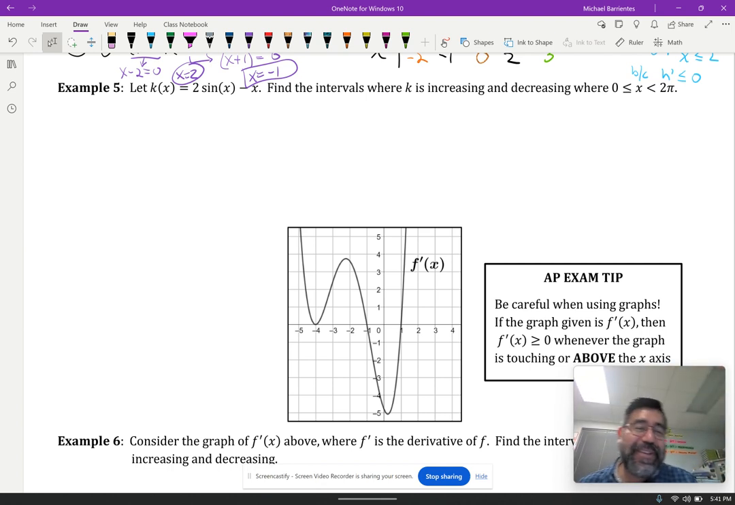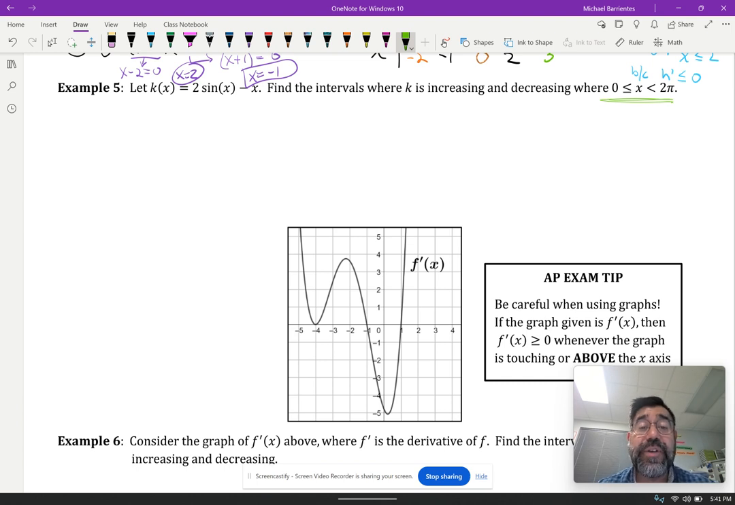Got it. Okay. So example 5, we have a function k of x. K of x is 2 sine x minus x. Find the intervals where k of x is increasing or decreasing as long as those x values are between 0 and 2 pi. So why do they give us this? Why do we get that condition where x's are between 0 and 2 pi?